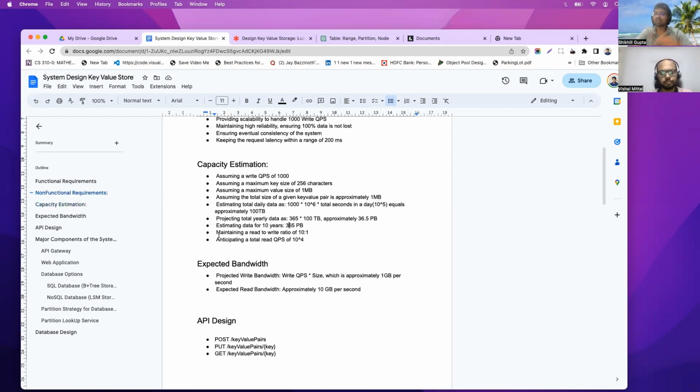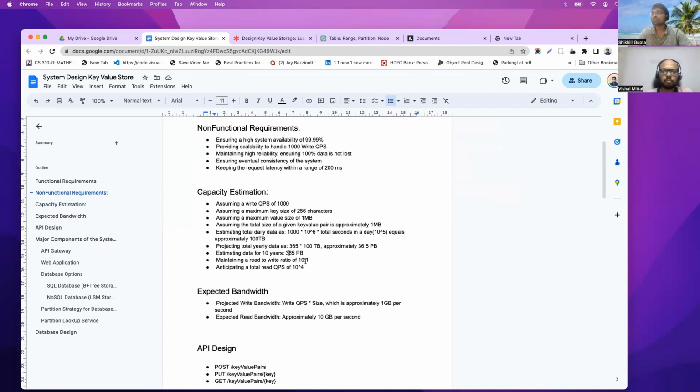And that's a maximum, and maintaining the read to write ratio, assuming for a given key value pair there is a 10 to 1 read to write ratio, okay. Anticipating the total read requests per second is 10 to the power 4, that is 10,000 requests per second. So you can assume that is the scale of the system that we are designing, okay.